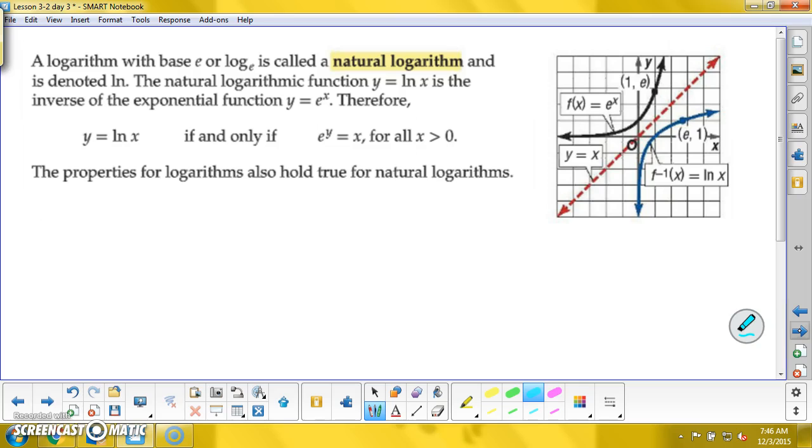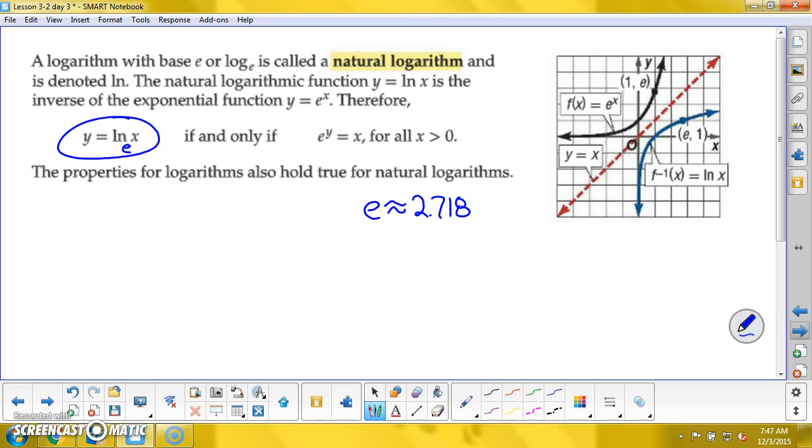We also talked about a natural log. A natural log is when we have the letters ln, and there's no base written for this as well, and so the base of e is assumed to be there. Remember, e is a number approximately equal to 2.718. You got introduced to that in Algebra 2.